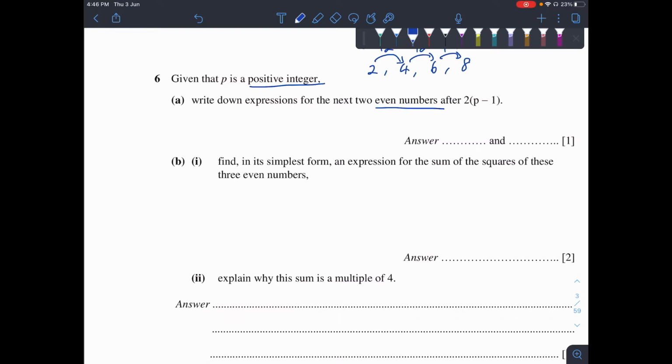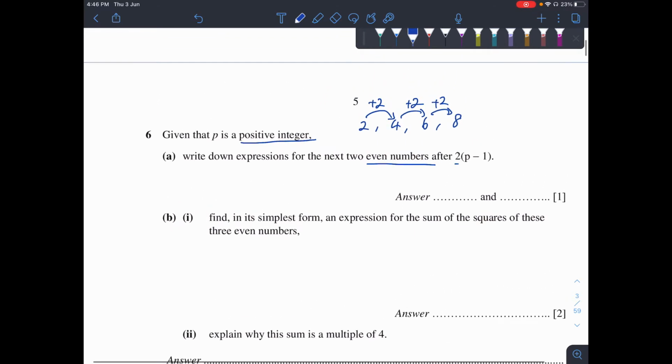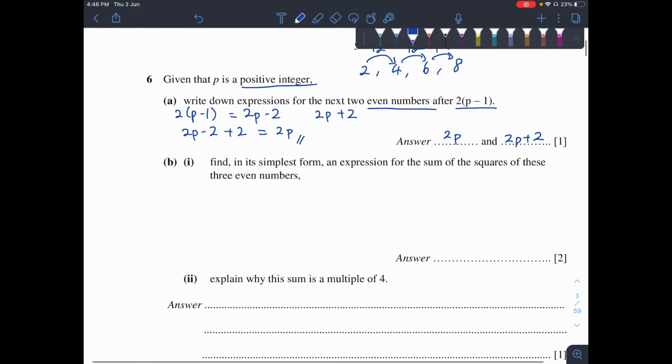So how we find the next two even numbers would be to add 2 to the expression that they gave us, which is 2P minus 1. The first thing we want to do is simplify 2P minus 1 to give you 2P minus 2. For the first next even number, you will have to do 2P minus 2 plus 2, which will give you 2P. So this is your first answer. And then from 2P, you find the next even number, and you just add 2. So it will be 2P plus 2. That would be your answer.